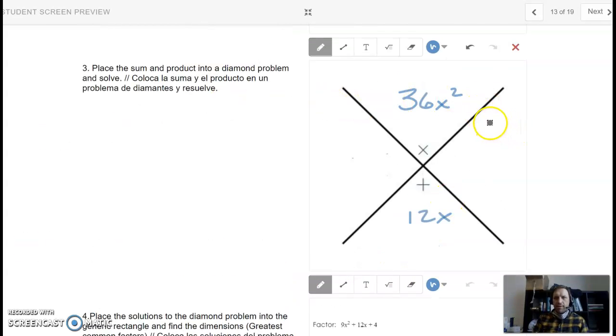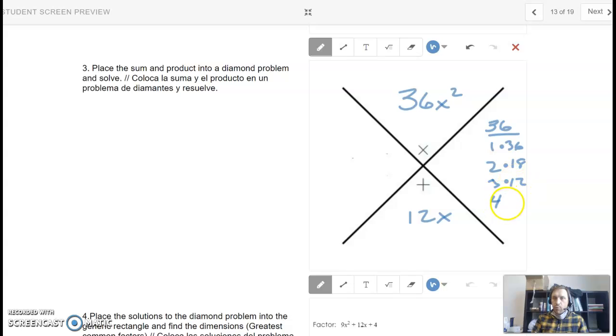So I'm running out of space here, but I always do, what are my factors of 36? 1 and 36, 2. So if you need your calculator, say 36 divided by 2 is 18. Divide 36 by 3, you get 12. Divided by 4, you get 9. Divided by 6, you get 6. So which one of these add up to 12?